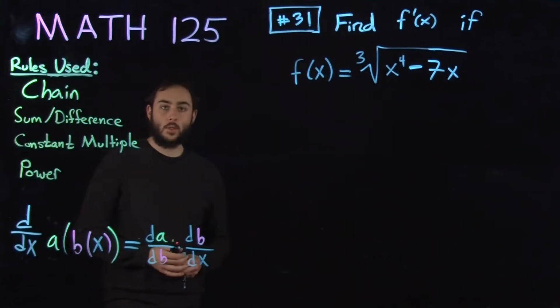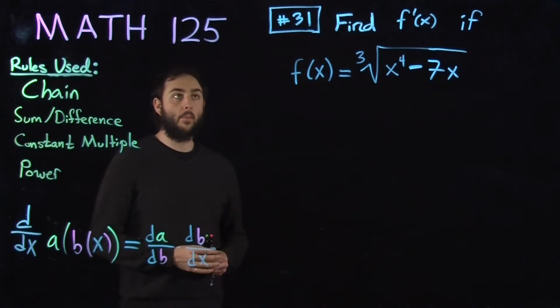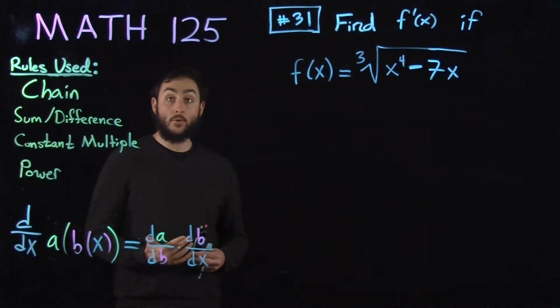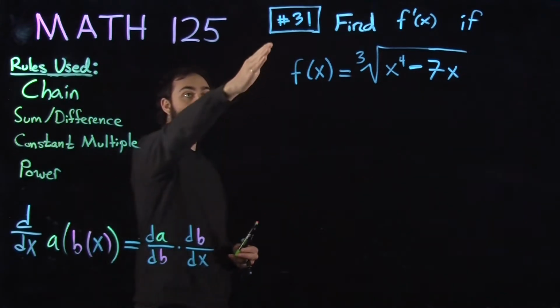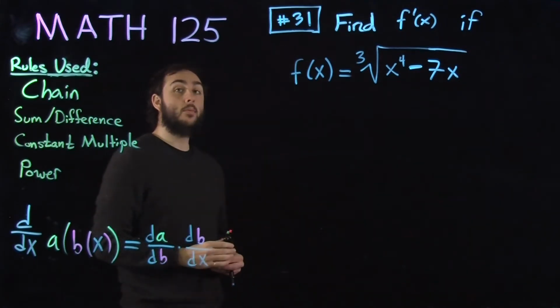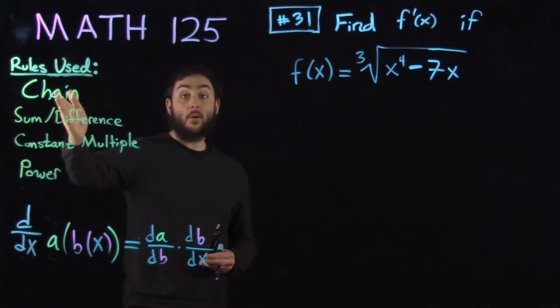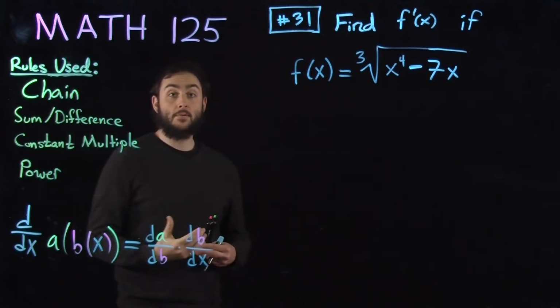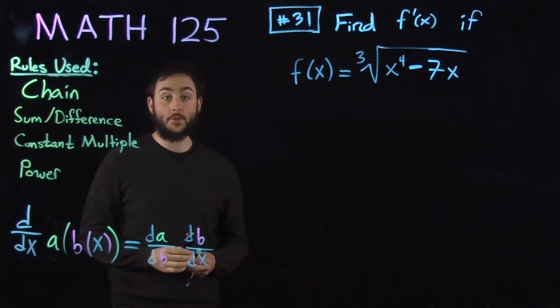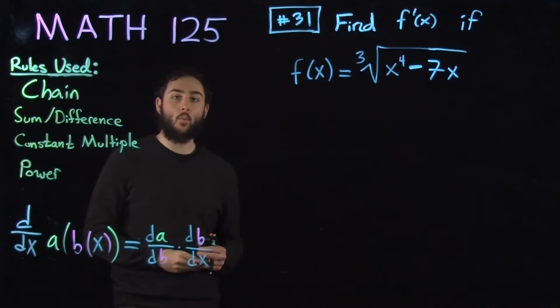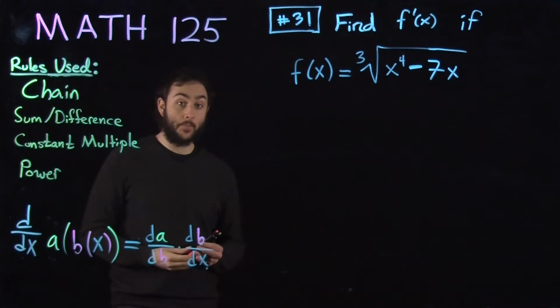Hello again. We are continuing with the gateway problems. We are starting a new section now in problems 31, which is this problem, to 40. We will be looking at the powerful chain rule that tells us how to differentiate a composition of functions, or how to take the derivative of one function inside another.